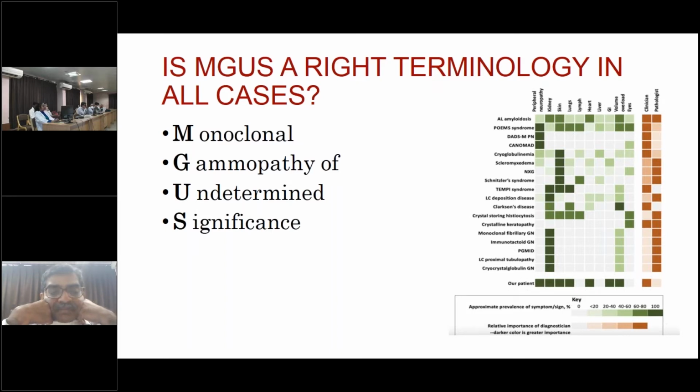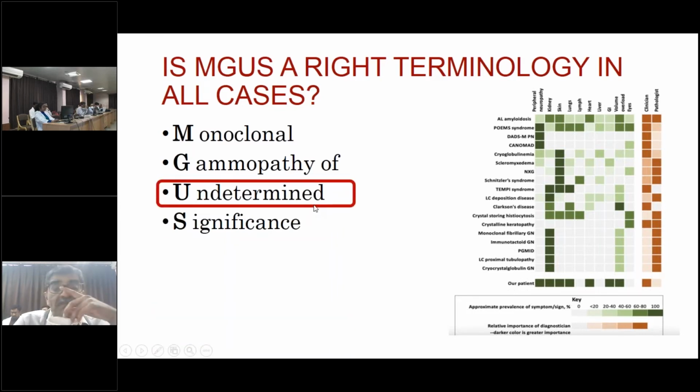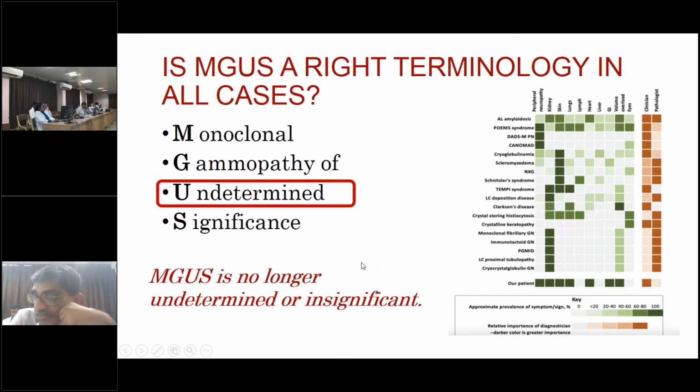If you see, even our case 1 and case 3 did not have the criteria that fulfill myeloma diagnosis. So is this undetermined terminology the right one to use, or is this a misnomer? So MGUS, we know, over these years is no longer undetermined or insignificant. There are an array of disorders, starting from AL amyloidosis, POEMS, C3 glomerulopathy, cryoglobulinemia, to TEMPI syndrome, which still fit into the criteria of MGUS and have end organ damage, which may not be myeloma defining events.